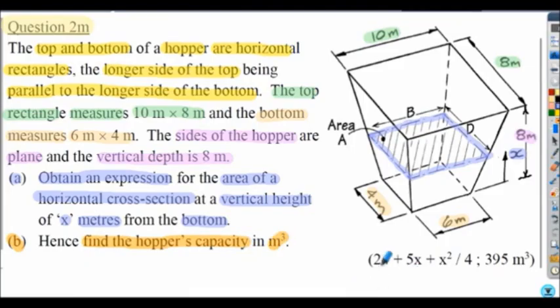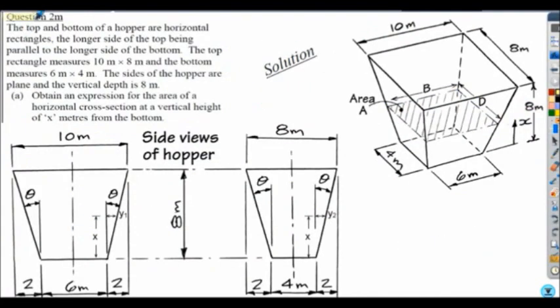The answer to part A, the expression is shown here, and the capacity here is shown in meters cubed. A very large capacity because of course the dimensions of the hopper as given are also very large. I would encourage you to stop the presentation and attempt question 2m, but the full solution is shown on the following slides. Question 2m, commencement of the solution.